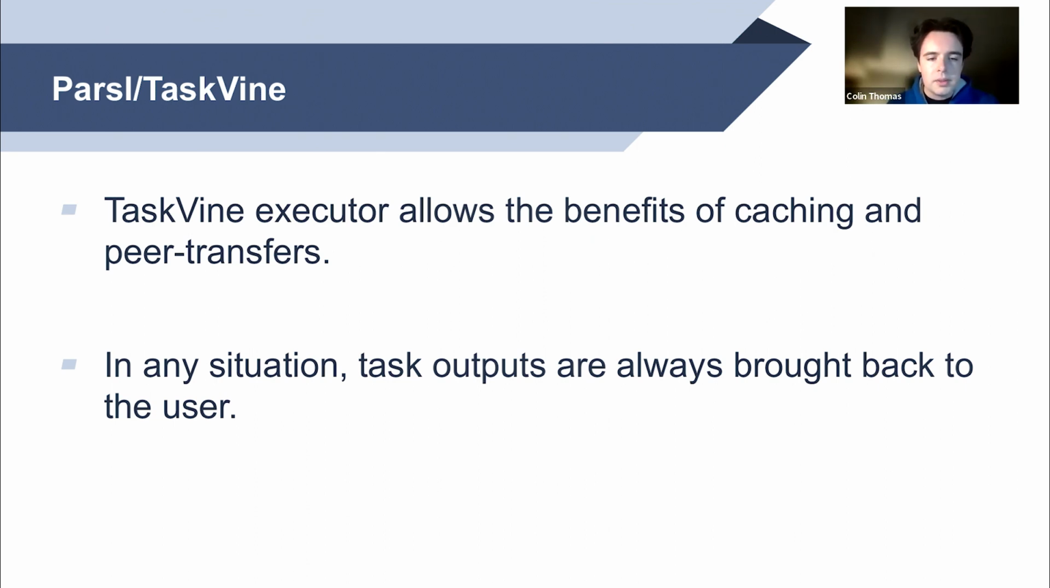And one thing to keep in mind is that in any situation, whether or not you're using the TaskVine executor at the moment, the outputs of tasks are returned back to the user. They're written back to the shared file system. And that makes sense because we need to use those. Maybe we want the result of a task that we ran, and maybe that result is a data dependency for a subsequent task, and so on. So everything comes back to the user.